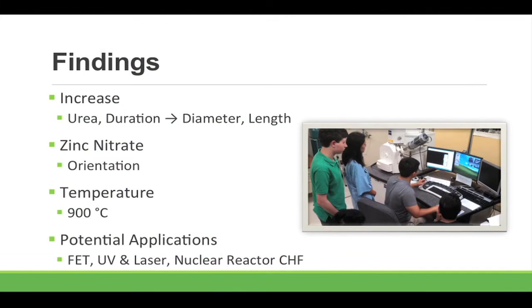First off, we recognized that if you increase the concentrations of urea or the duration of the actual synthesis process, you'll see a corresponding increase in diameter and length. Similarly, if you increase the concentration of zinc nitrate, you'll see an increase in the perpendicularity of the actual structures.